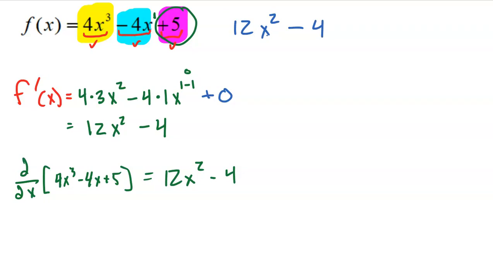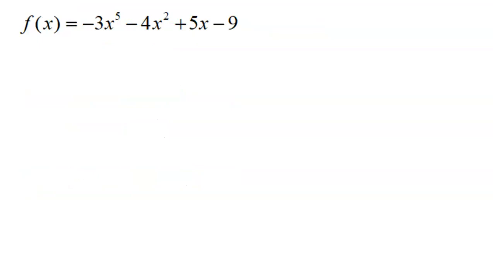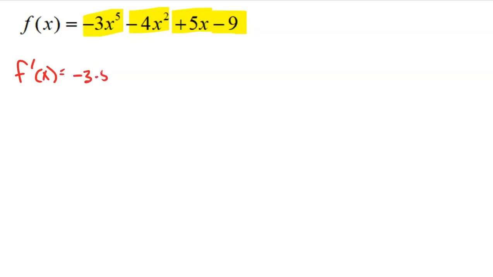Really simple. All right, here's another one that's much longer, but essentially I have a long polynomial here with 1, 2, 3, 4 terms. All I got to do is find the derivative of each term and put them all together, and I got my derivative. So negative 3, 5 falls down in front, new power is 4. Negative 4, 2 falls down in front, new power is 1. Positive 5, 1 falls down in front, new power is 0. The derivative of a constant is 0.